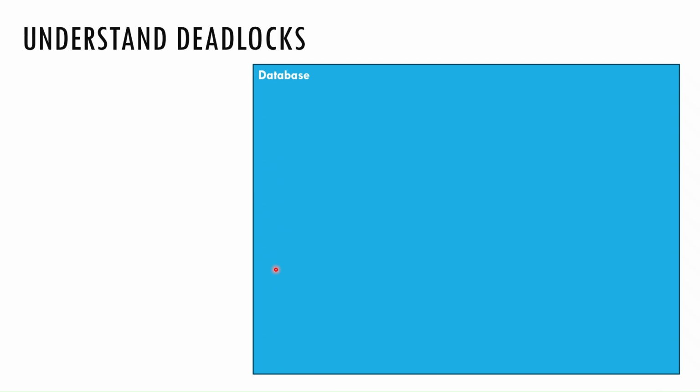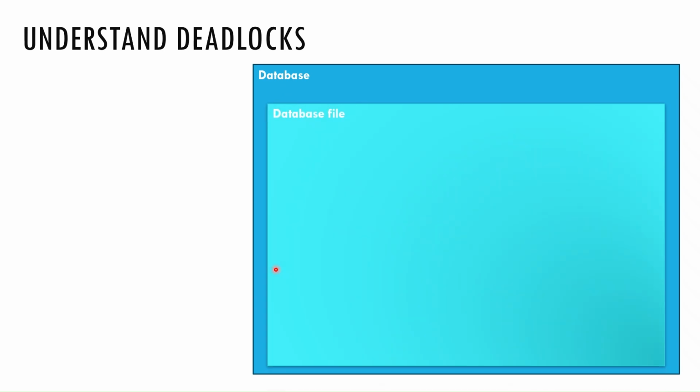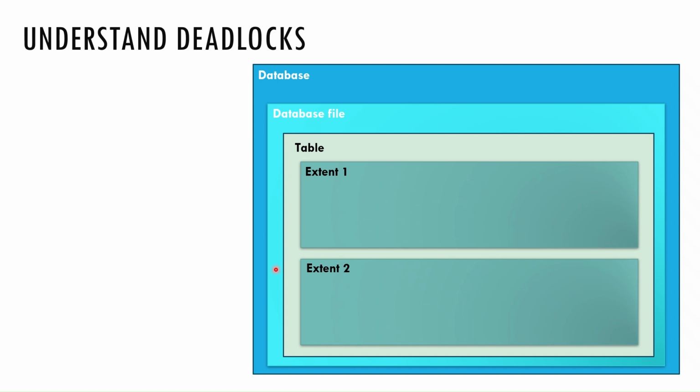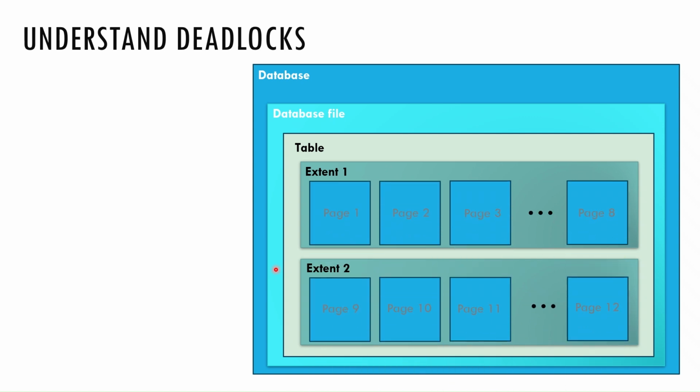We have a database, inside the database, files. Inside database files there is a table, and each table consists of extents. Inside each extent we have 8 data pages. Each data page consists of several rows, with an 8 kilobyte page size. Inside each row there can also be index keys and row identifiers, which we call RID.